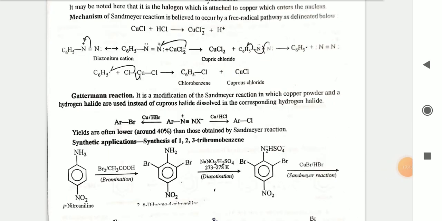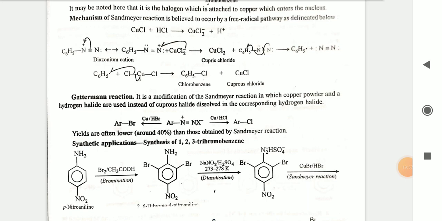It may be noted here that it is the halogen which is attached to copper which enters the nucleus. The mechanism of the Sandmeyer reaction is believed to occur by a free radical pathway as delineated below. CuCl plus HCl will give CuCl2- plus H+. Diazonium cation will give cupric chloride. After that, it will give cuprous chloride plus chlorobenzene.